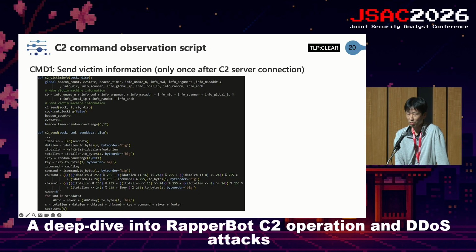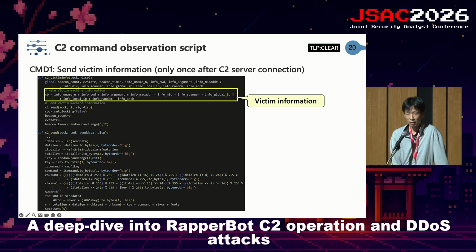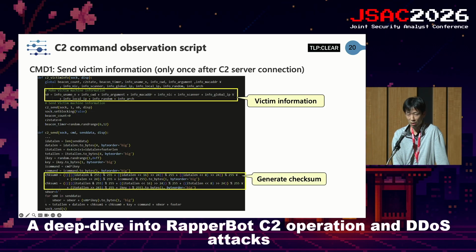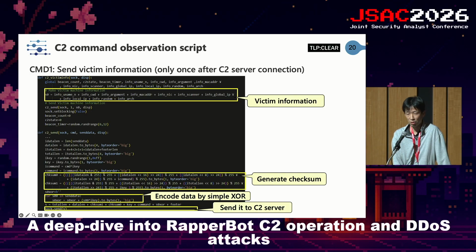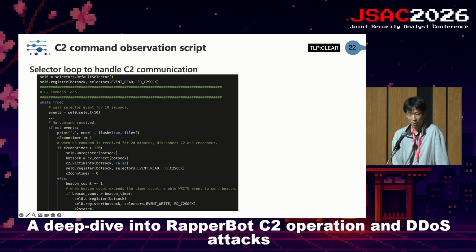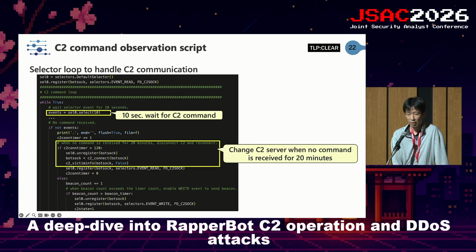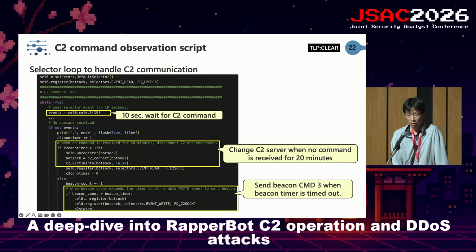Once connected to the C2, command 1 is used to send information about the infected device. Device data is created, checksum generated, and encoded with XOR, and then sent to C2. Next is a part that relates to C2 communication. First, wait for a command for about 10 seconds. If it doesn't arrive, then disconnect and reconnect to the next IP address is what we do. So we manage a timer to send beacons.